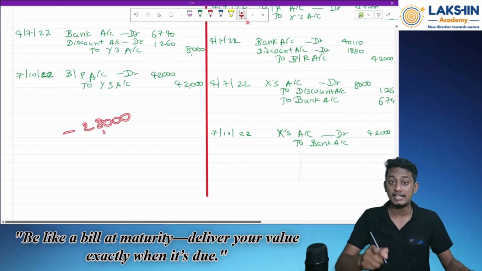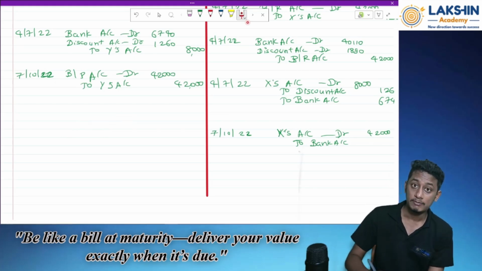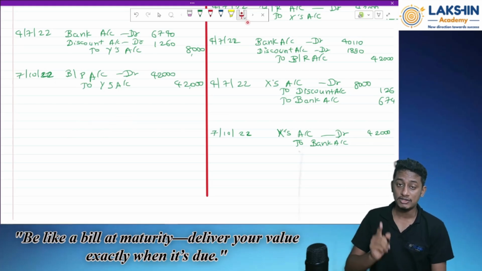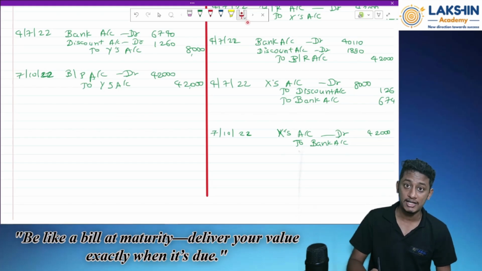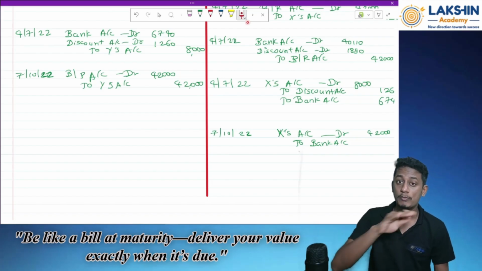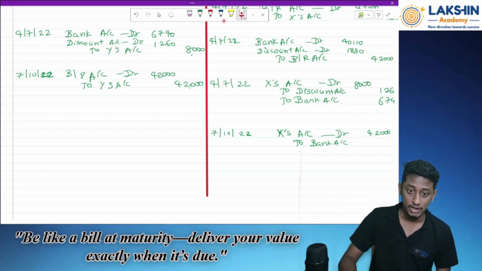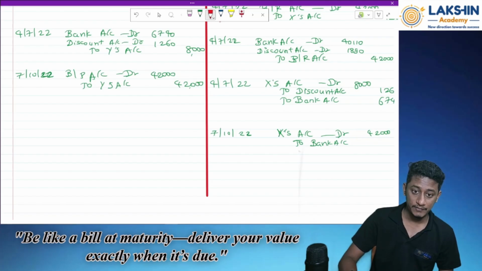So that means my credit is more than my debit. So that means I have to debit Y's account again to make it cleared off. So I will pass the entry now.